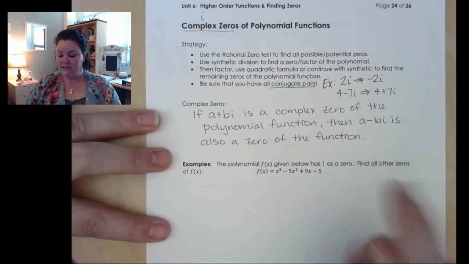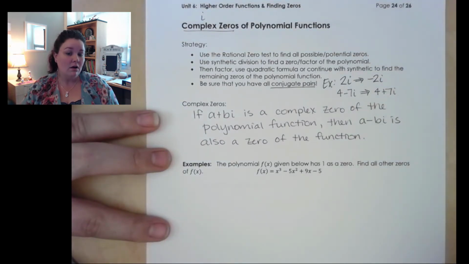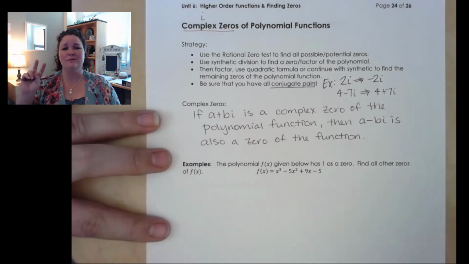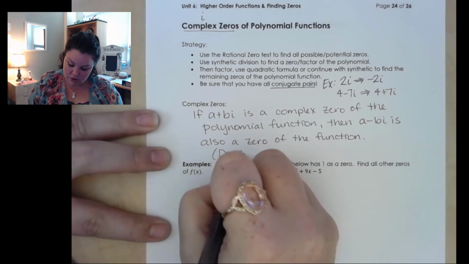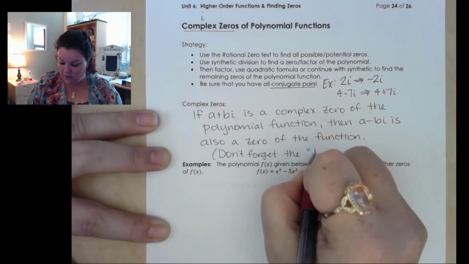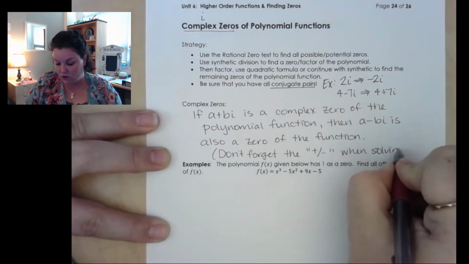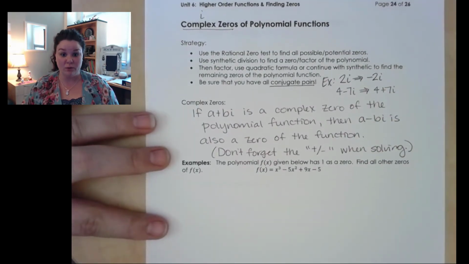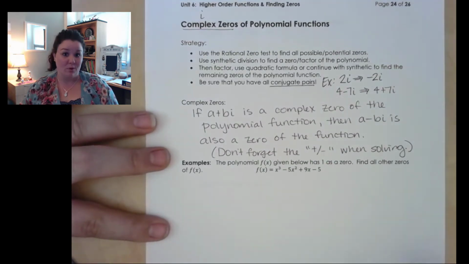So the reason that you would get a plus or a minus is maybe you solved using the quadratic formula, or maybe you solved by doing the square root property. Those are both things where you end up with that plus or minus, right? So this is a good reminder. Don't forget the plus or minus when solving. Okay, so if you're solving using a square root property, or you're solving using the quadratic formula, make sure you have that plus or minus in there. Okay, so you get both answers.